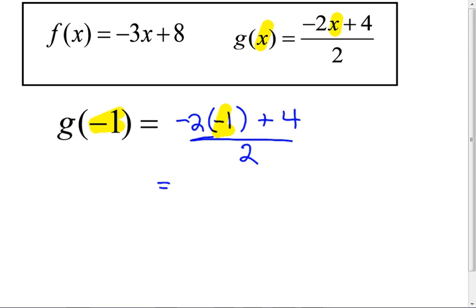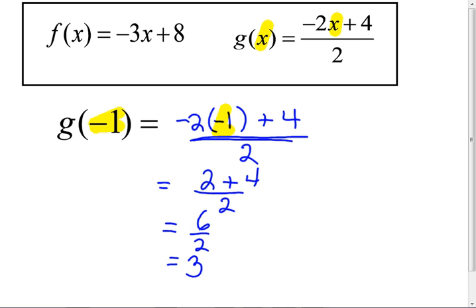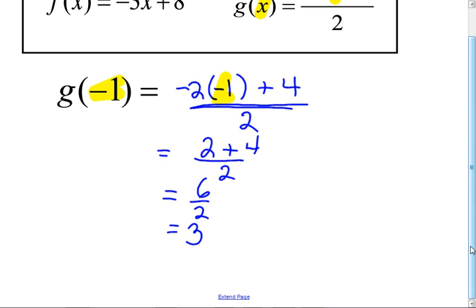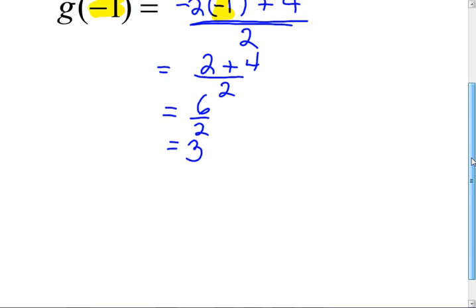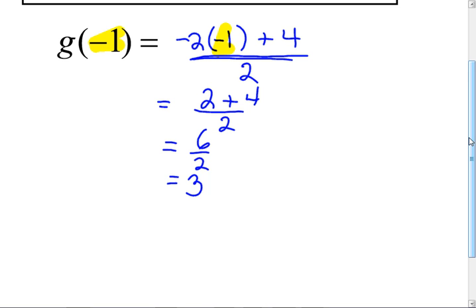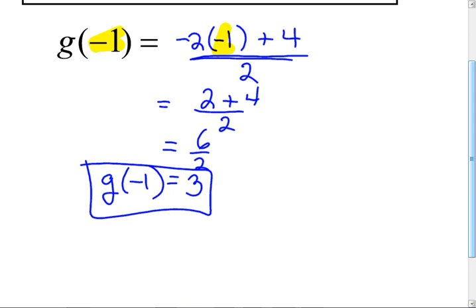So we have to do what's in the numerator first. That's 2 plus 4 over 2, which gives you 6 over 2, which gives you 3. Now, here's the best part. As I know that that's g of -1, I know which function it is. I know the x-coordinate, and I know the y-coordinate. And that's all there is.